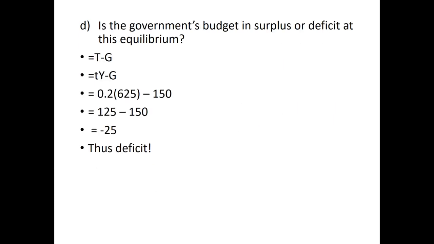A way to go a bit deeper is to say, okay, let's see, is the government's budget in surplus or deficit at this equilibrium? And you know, okay, the government has some tax income and it does some spending. But you don't know what the tax income is. You know what the spending is, but you do know what the tax rate is, and you've just calculated the equilibrium level of income. So if you say 0.2 multiplied with the 625 level of income, that gives you tax income of 125, and we know the government spending is the 150, so the government is running a deficit of minus 25.